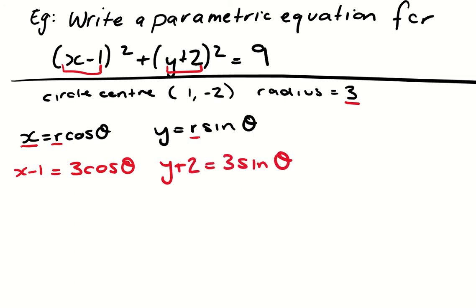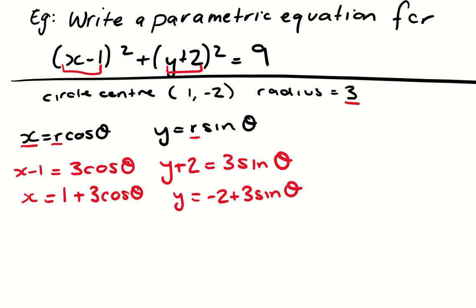And the idea is we want a parametric equation. So if I rearrange this, I can just have x is equal to 1 plus 3 cos theta, and y is equal to minus 2 plus 3 sin theta. And there I have my parametric equations for that circle.